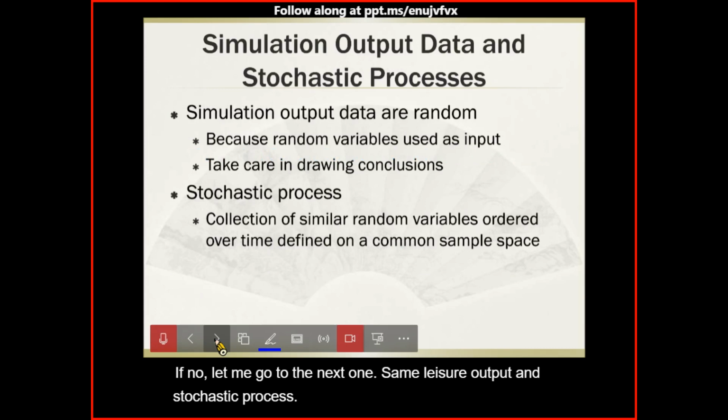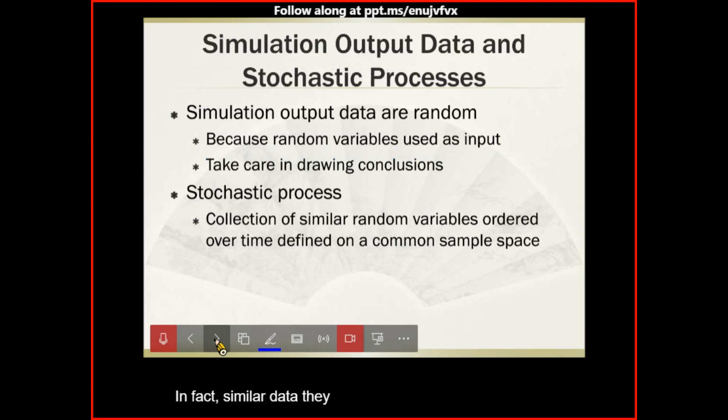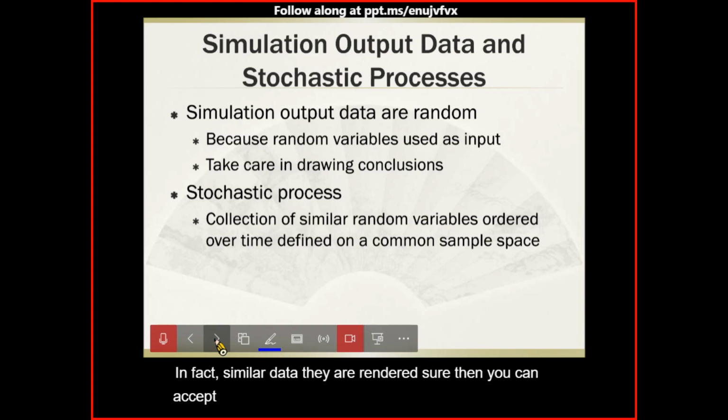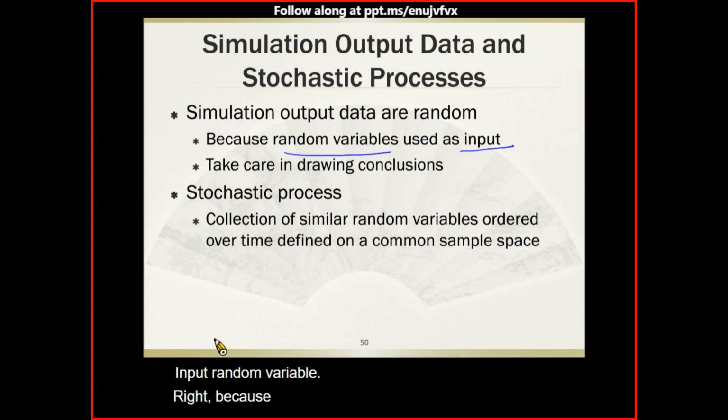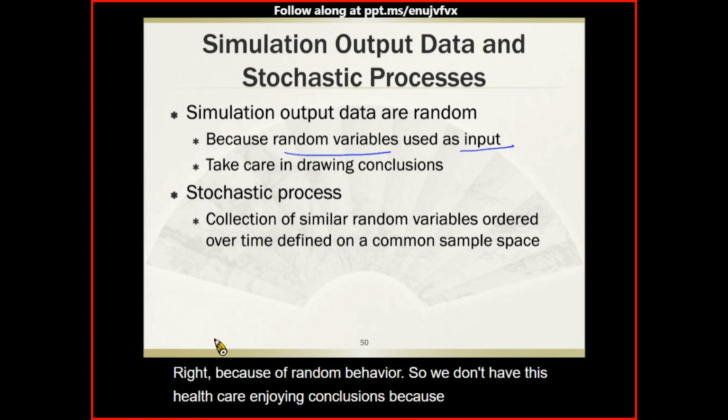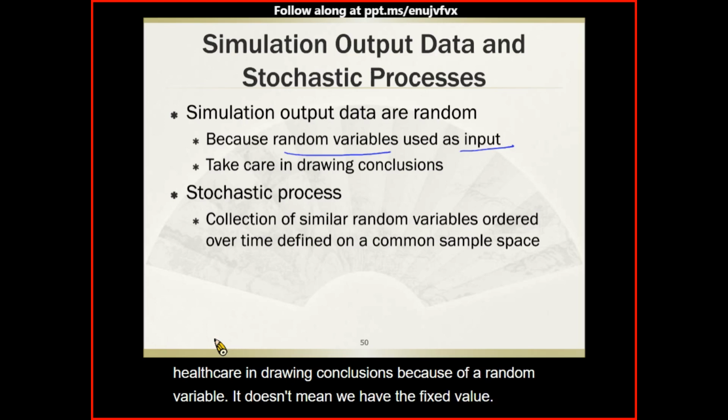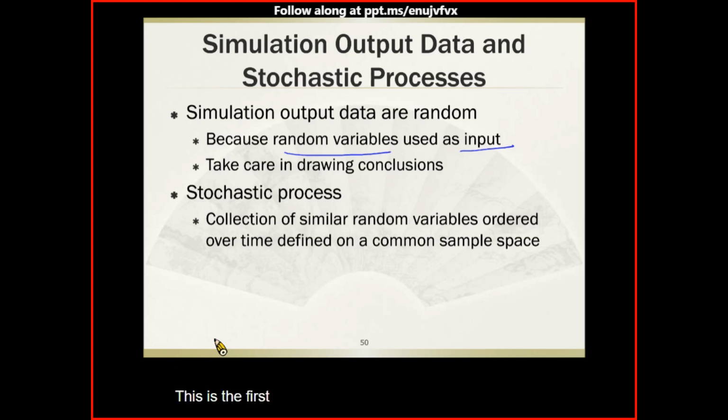In fact, simulation output data, they are random. Sure, then you can accept these because we have input random variables, right? Because of a random variable, so we already have this. Take care in drawing conclusions because of a random variable. It doesn't mean we have a fixed value. Well, this is the first one: simulation output. All right, output data, they are random.